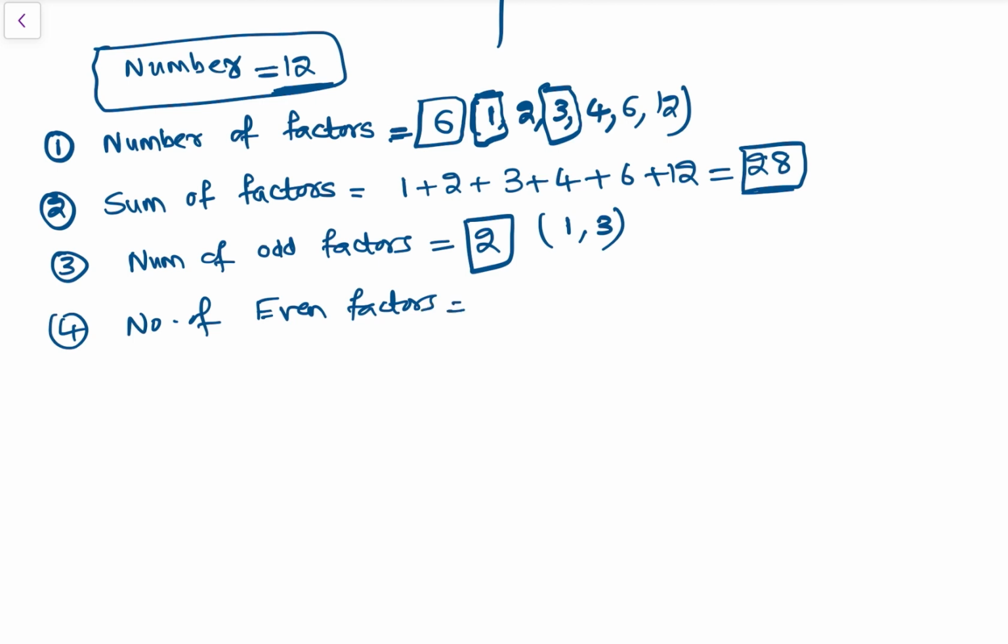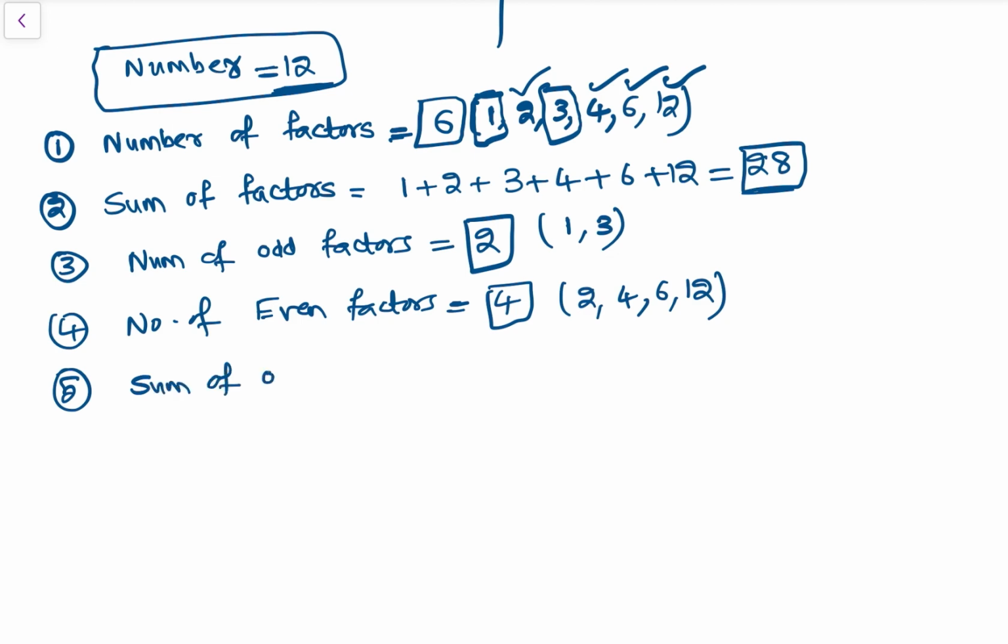So number of even factors is what? Even factors are 1, 2, 3, 4. So number of even factors is 4, that is 2, 4, 6, 12. Okay. Then comes the fifth one, that is sum of odd factors.